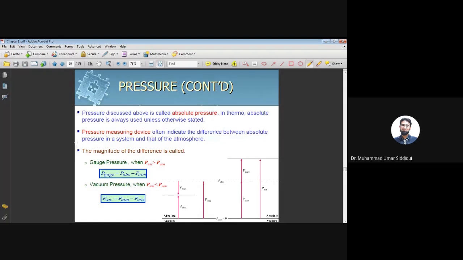Let's discuss pressure. Let me give you a concept of pressure here. How is pressure exerted by a fluid? Basically, we have a fluid, and in the fluid we have molecules which are randomly moving. They collide with each other, and these molecules also collide with the walls of the container. When the molecules collide with the walls of the container, they exert pressure. So pressure is caused by the molecules colliding with the walls of the container.